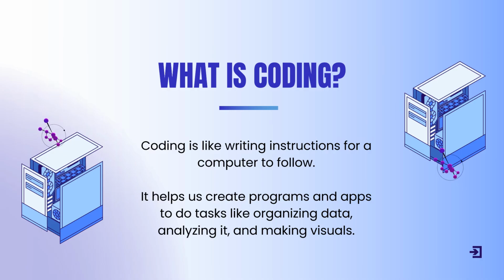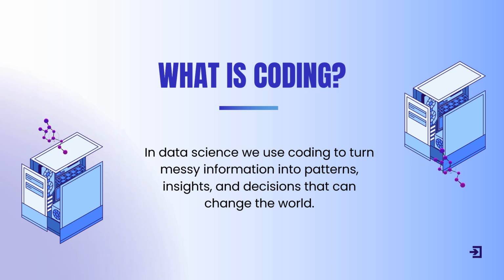So what is coding? Coding is like writing instructions for a computer to follow. It helps us create programs and apps to do tasks like organizing data, analyzing it, and making visuals. In data science, we use coding to turn messy information into patterns, insights, and decisions that can change the world.